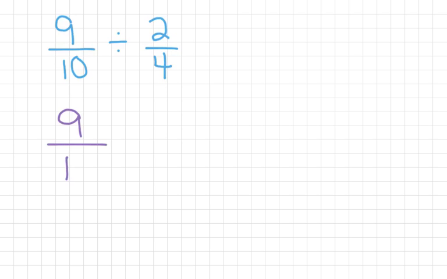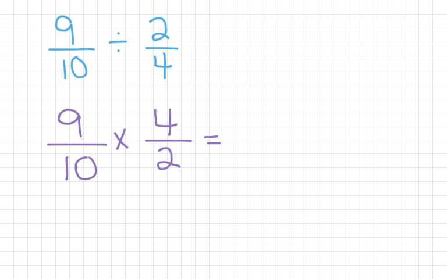All right, next problem. Let's do 9/10 divided by 2/4. All right, at this point, pause the video, try this problem on your own, and then come back and check and see with my work how you did. All right, hopefully that one worked out for you. Let's see. 9/10, I keep that the same. And now I multiply by the reciprocal of 2/4, which would be 4 over 2.